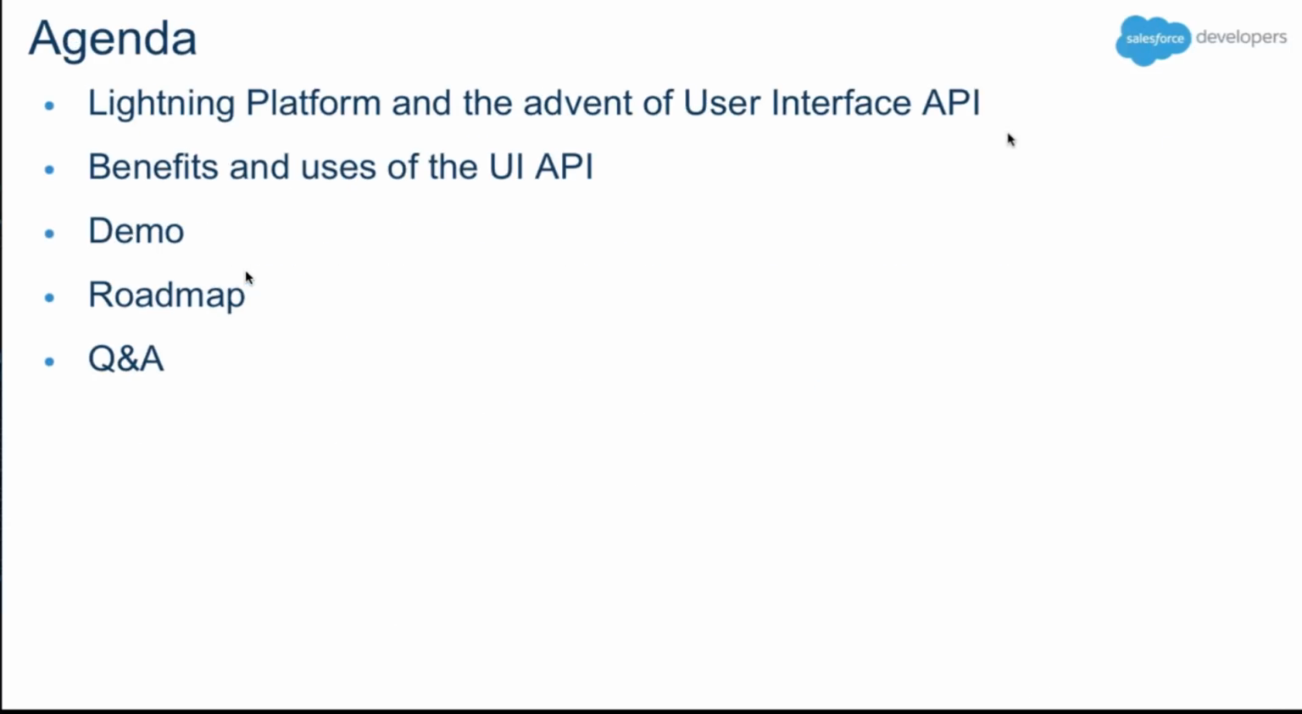So what are we going to talk about today? Today we're going to talk a little bit about Lightning Platform and how that has led to the User Interface API that we're making available publicly. We're going to talk about the benefits and some of the use cases of the UI API. And then we're going to demo some functionality for you and show you some of the advantages of the UI API and how to use them.